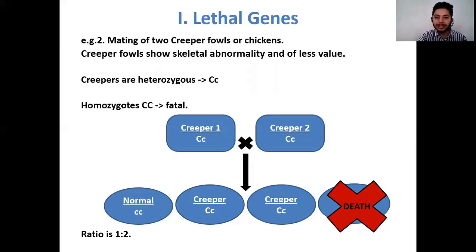So this was all about the lethal genes, and you have to remember, students, that the phenotypic ratio is going to be 1:2, or you can also label it as 2:1. Then the next interaction that we are going to study is the complementary genes.